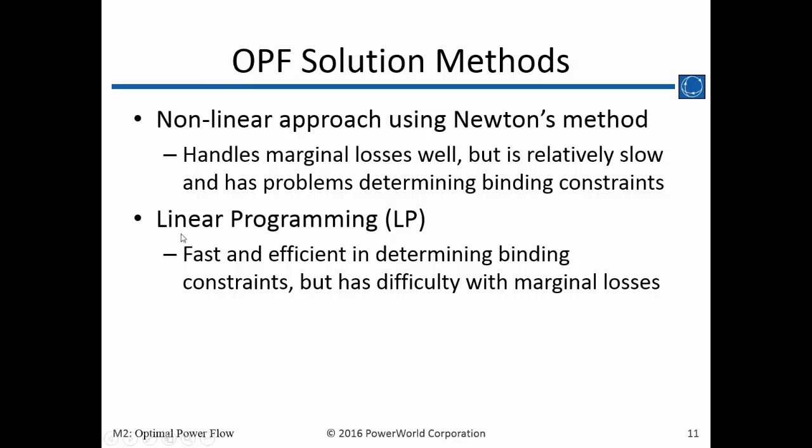So PowerWorld Simulator uses a linear program in order to do the optimization, and we'll look at a lot of characteristics of that as well going forward. There's also in academic literature discussions of using Newton's method. This is not usually implemented in commercial software because it's slow in determining which constraints really matter.